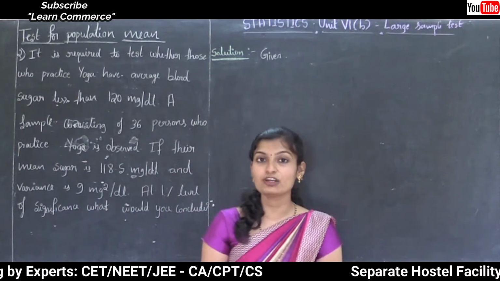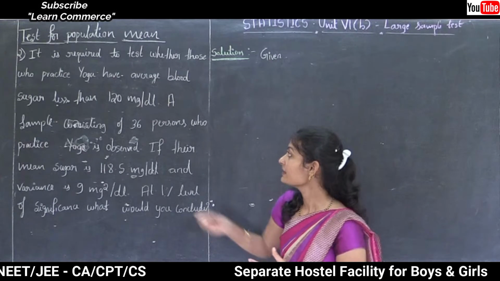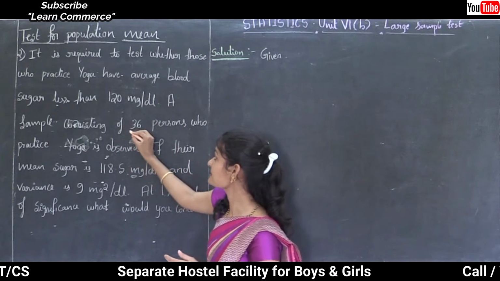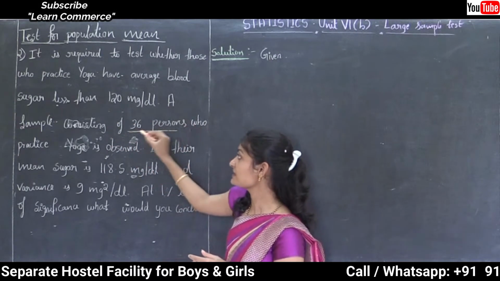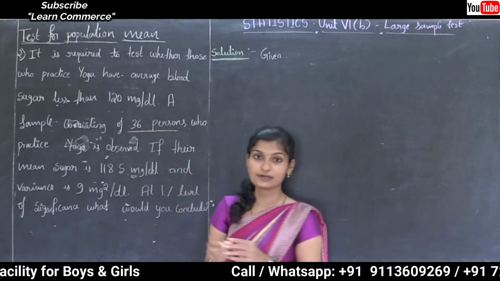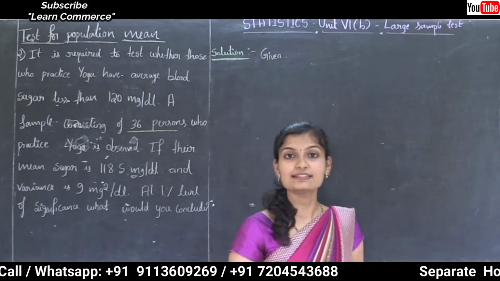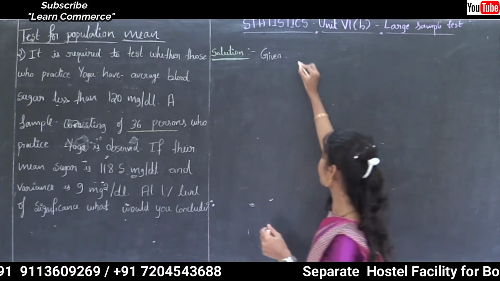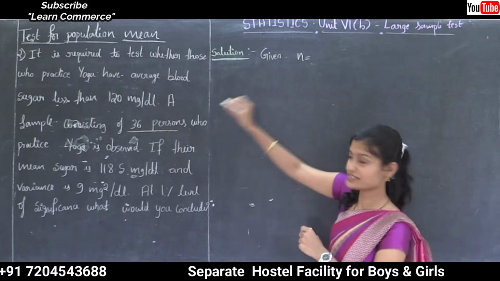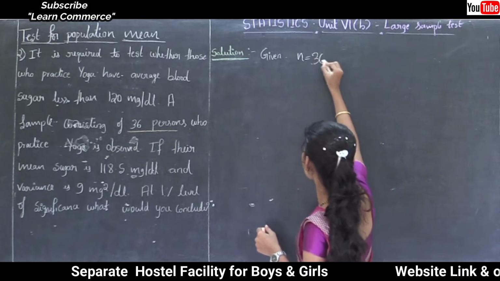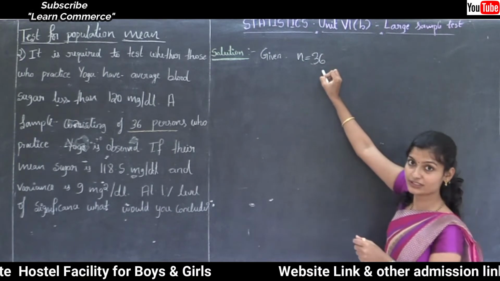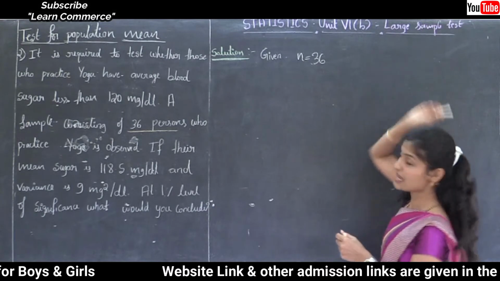Here, what are the given observations? Here a sample consisting of 36 persons. Sample consisting of 36 persons means the sample size is given, and we know that sample size is denoted by small letter n, and the given observation is 36, and this 36 is more than 30, so this is a large sample test.